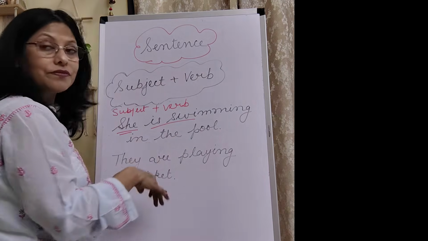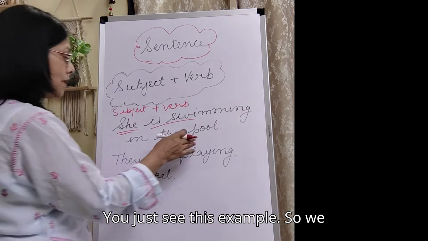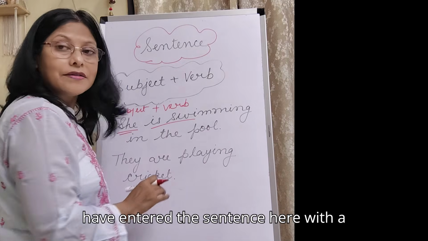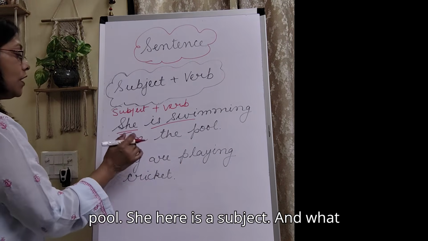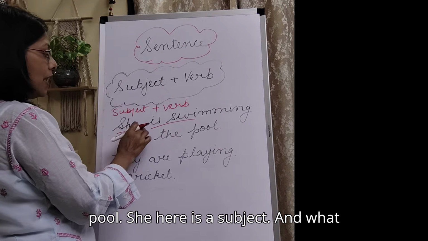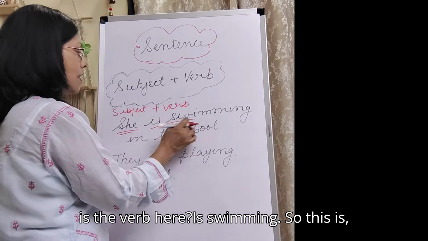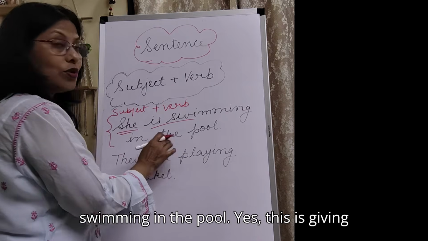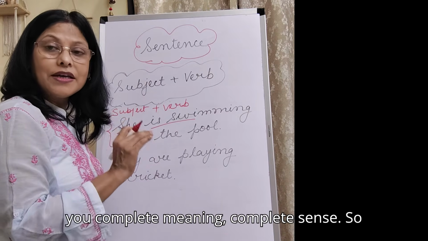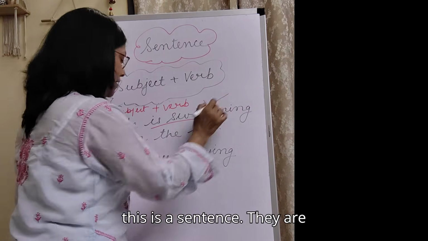So meanwhile, you just see this example. We have ended the sentence here with a full stop. So she is swimming in the pool. She here is the subject, and what is the verb here? Is swimming. So is this making complete sense? She is swimming in the pool. Yes, this is giving you complete meaning, complete sense. So this is a sentence.